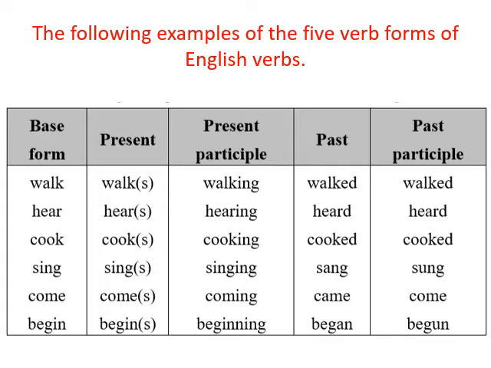Cook, cook or cooks, cooking, cooked, cooked. نيجي الفعل تاني أو الثلاث أفعال اللي جايين are irregular verbs. يعني بقول sing, sang, sung. It's not singed. It's sing, sang, sung. Come, came, come. And begin, began, begun. All right?